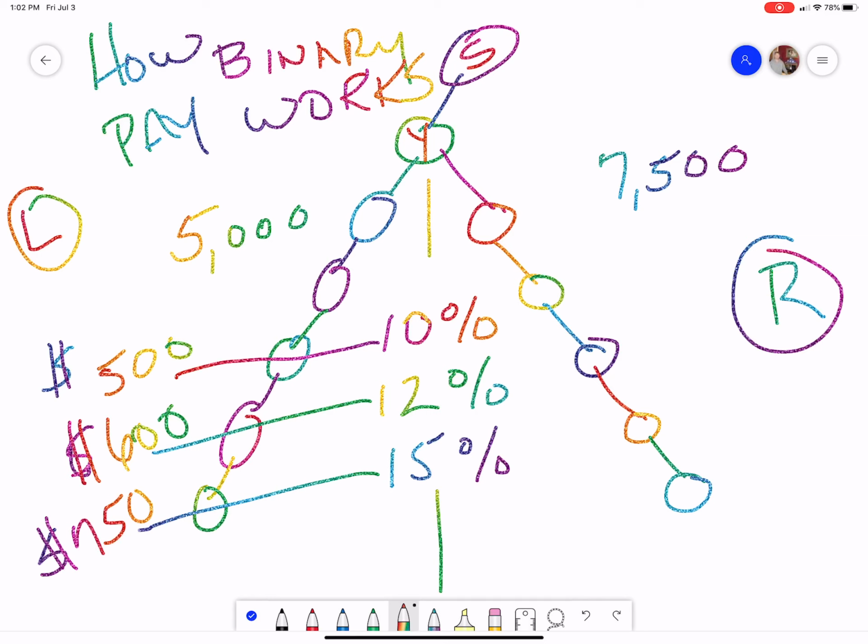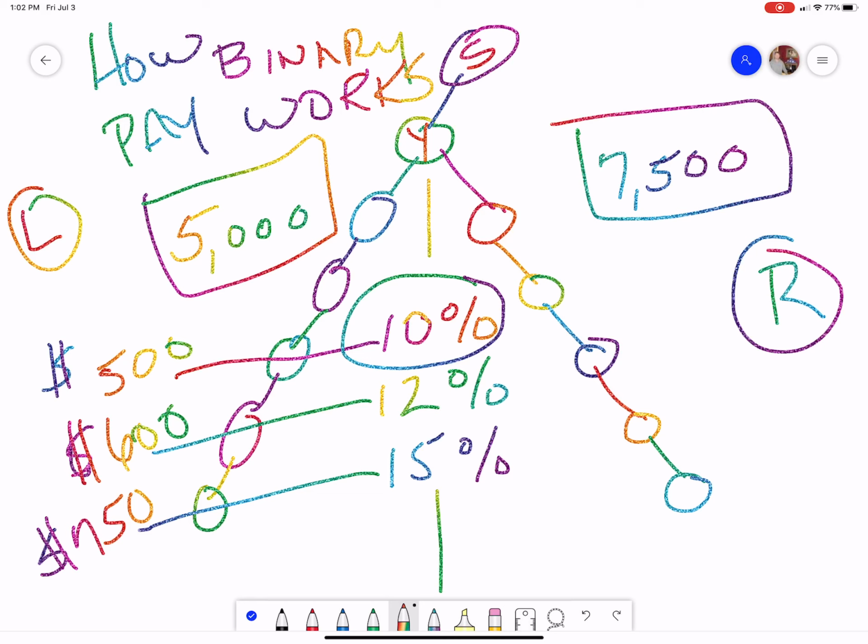Depending on your rank, everybody gets paid 10% of the weaker side. This here has 5,000 points on the left leg. This right side team has 7,500 points. So at the end of the pay week, since this leg has the smaller volume, this leg is considered your weak side leg, your pay leg, or whatever you want to call it.